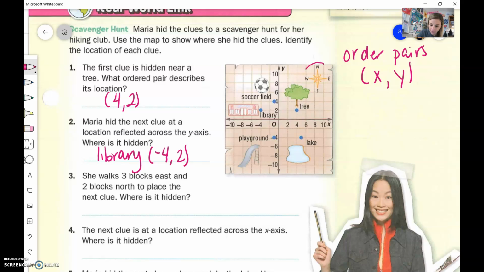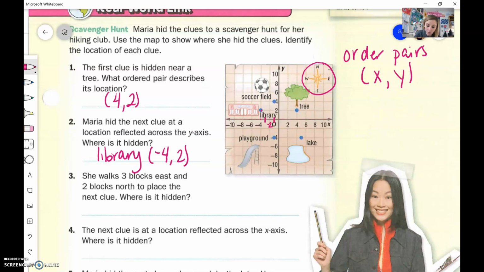Okay, well, let's take a look at this. We want to make sure we're paying attention. So we're at the library, and she walks 3 blocks east. But take a look at our coordinate plane. I notice that our coordinate plane goes by 2's, right? So if I'm here at -4, I know that this one right here is -2. But what is this one right here? Well, that's -3, because that falls directly in between -4 and -2. And then right here would be -1.